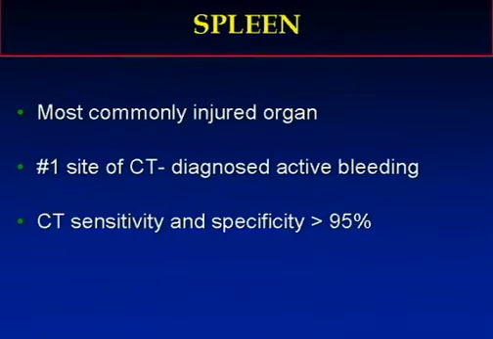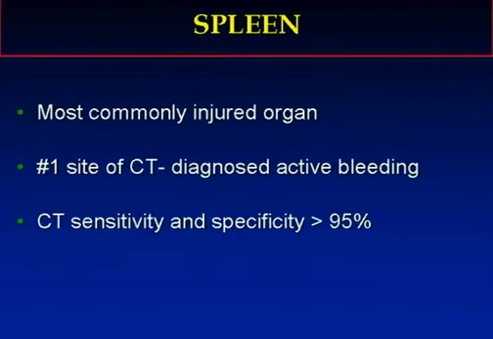So I want to go organ by organ now and discuss injury. And the spleen is the most commonly injured organ. In case you're wondering, wild sex is not the number one cause currently in the United States. I'm not sure if that's good or bad, but it is the number one site of CT-diagnosed active bleeding, the spleen.